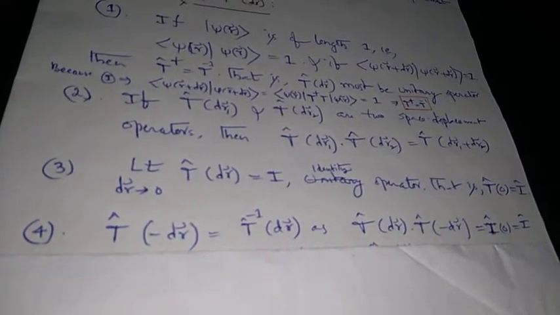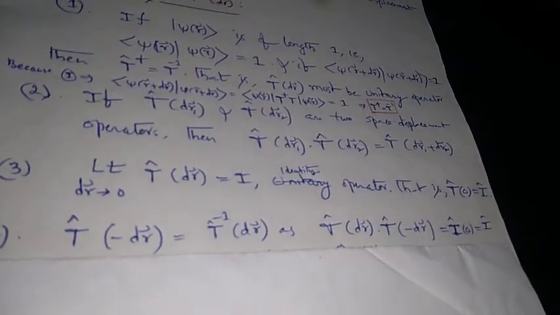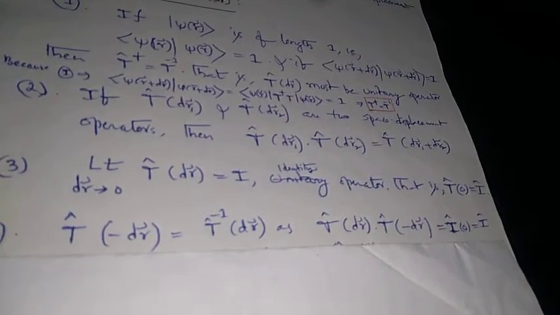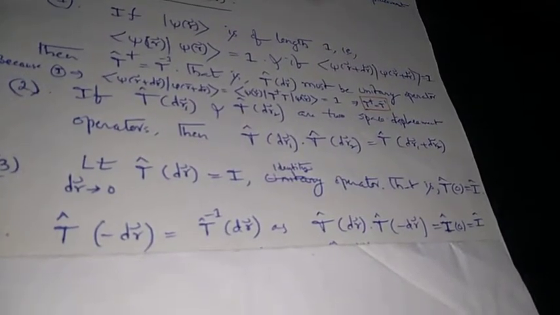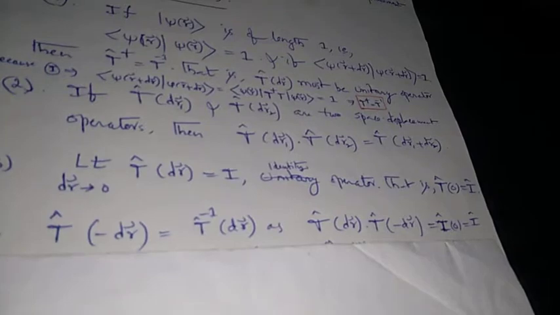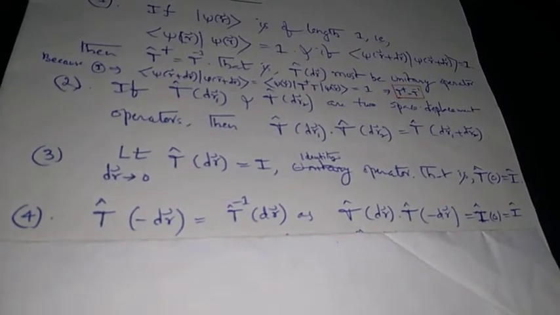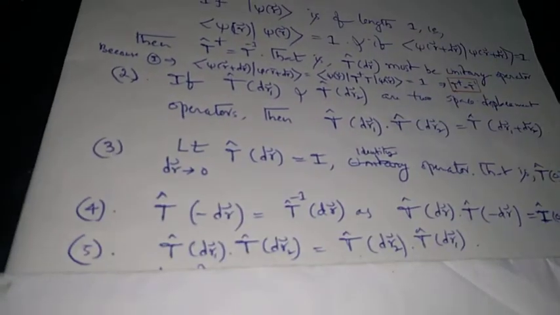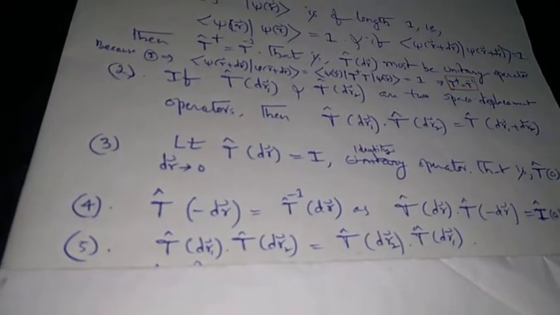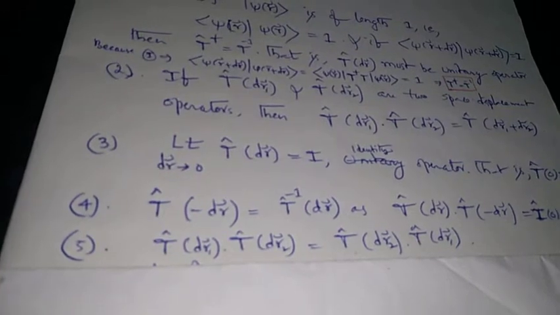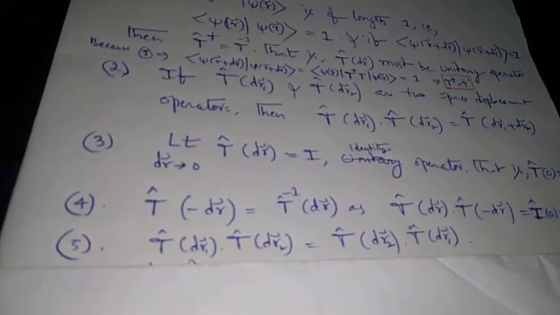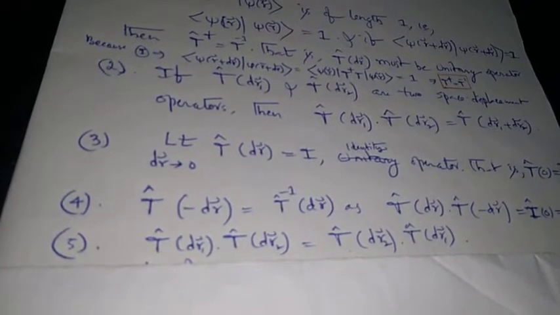And number 4 is that T of minus dr is also equal to T inverse of dr. That's because the product of T of dr and T of minus dr gives T of dr minus dr, which is T of 0, and from property number 3, T of 0 is the identity operator I. Therefore T of minus dr is equal to T inverse of dr. And property number 5 is that the product of T dr1 and T dr2, and the product in reverse order, T dr2 and T dr1, give the same result.